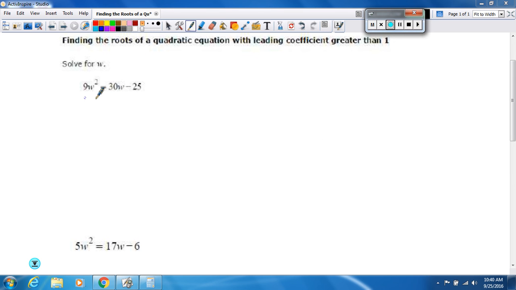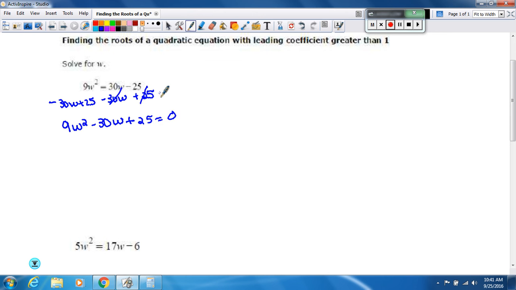Okay, so the first thing you have to do is have everything off to one side, and you want to leave your square term positive. So I'm going to subtract 30w and add 25 to both sides, like this, minus 30w plus 25. So I'm going to get 9w squared minus 30w plus 25 equals 0, because these cancel out, so you get 0.